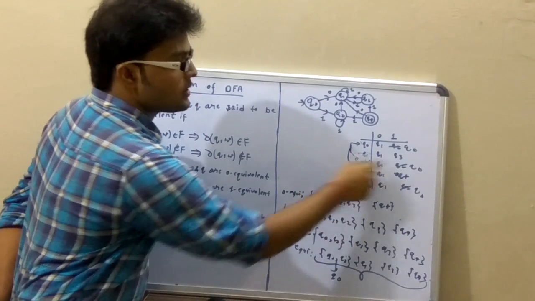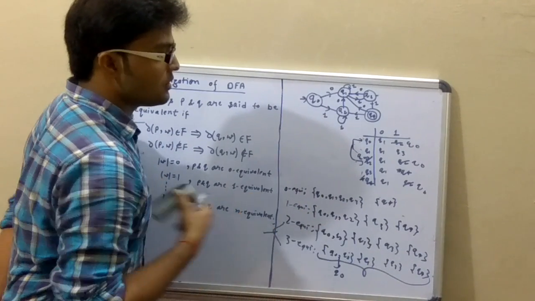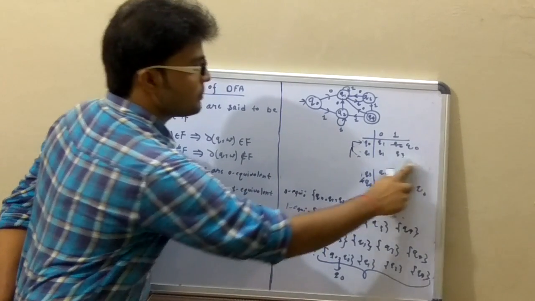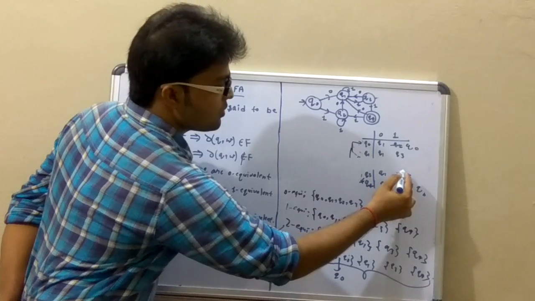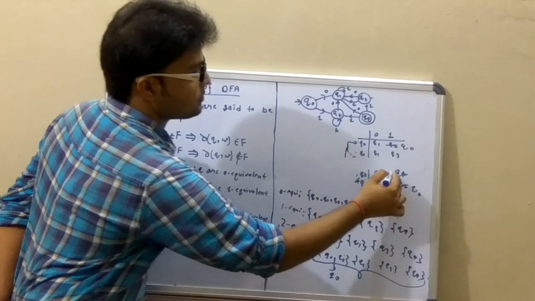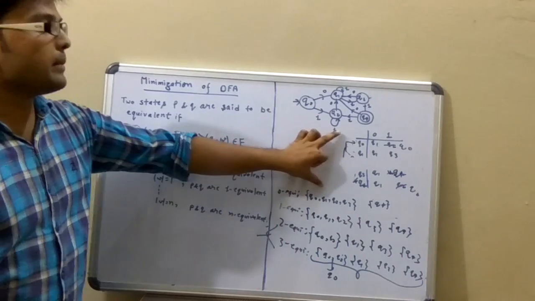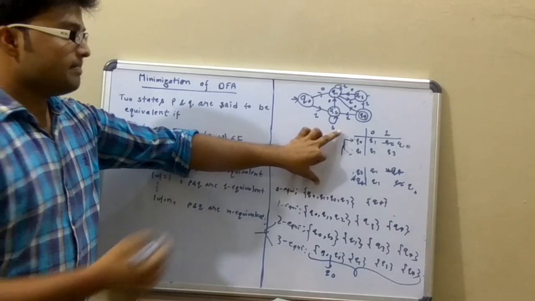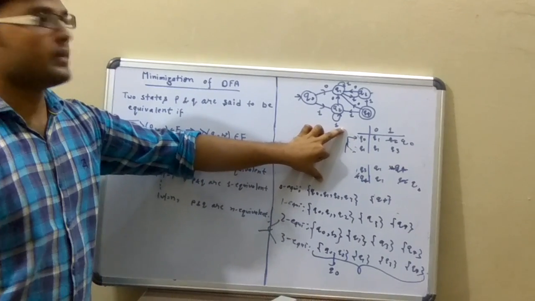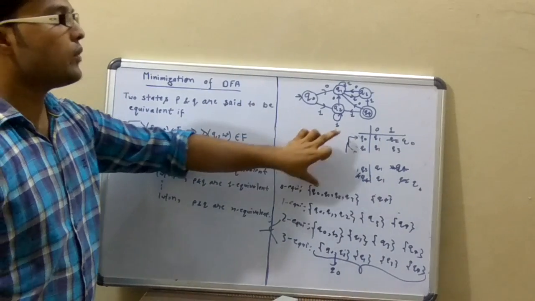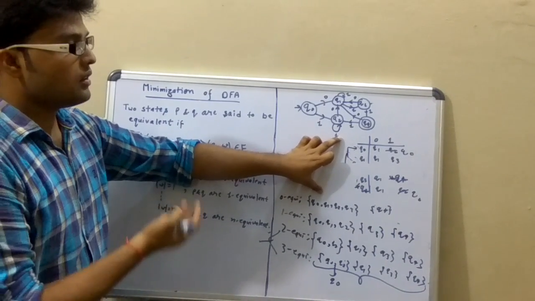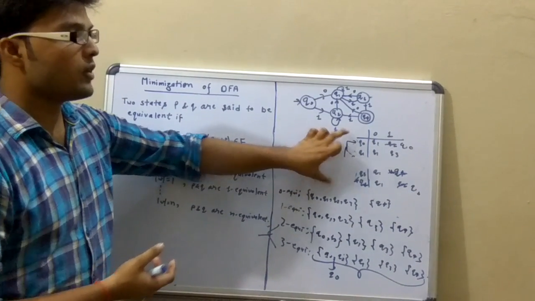Since these two rows become equal, Q0 on 0 going to Q1 and on 1 going to Q0, and this is the same, we can erase this entire row. This is Q4. Now this is the minimal state transition table for this automata. We can draw the state transition diagram as well with the help of this table.